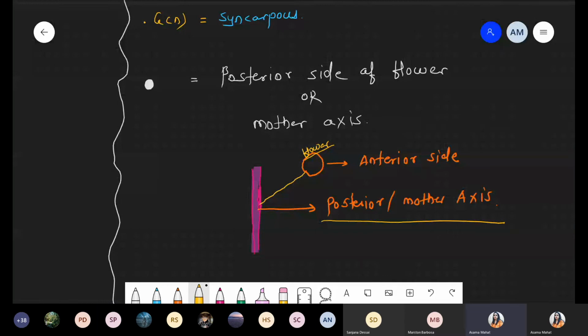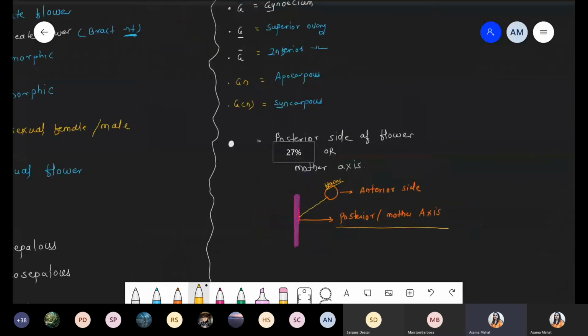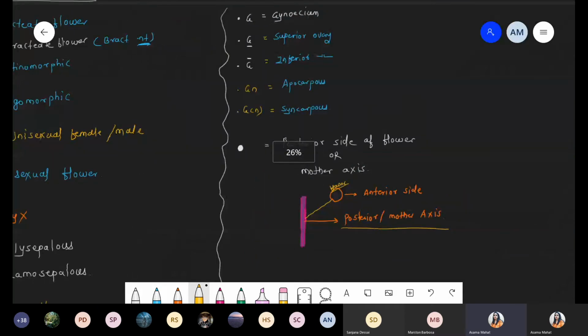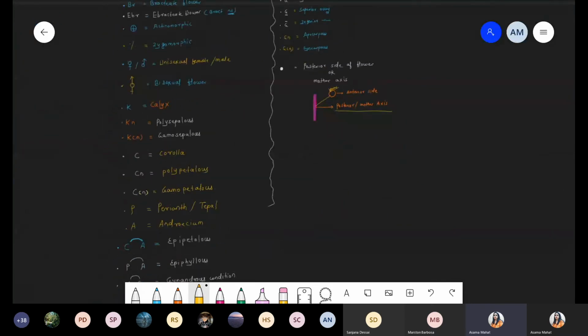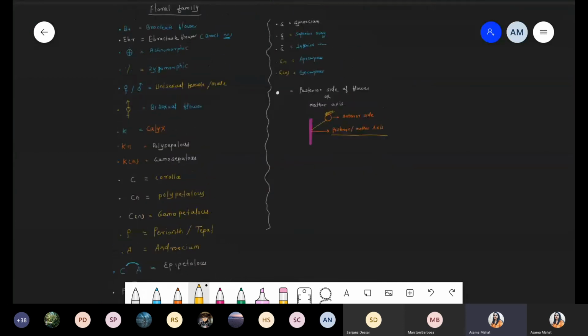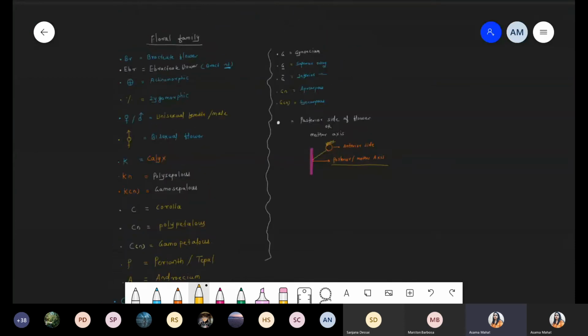Is the point clear? Okay, so these are some symbols. It's very easy if your concept is clear about the gynoecium, androecium, carpel, the corolla, so we'll get a clear-cut idea. What is the meaning of K, C, fusion means what, free form means what. These are some symbols which are normally used in floral families. Got it?